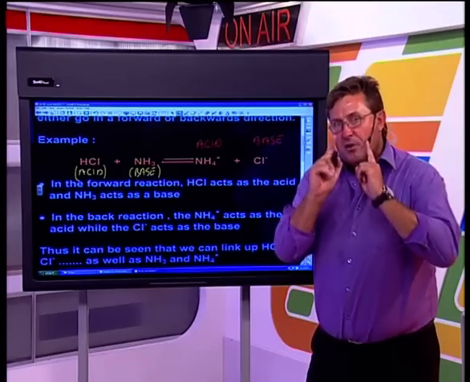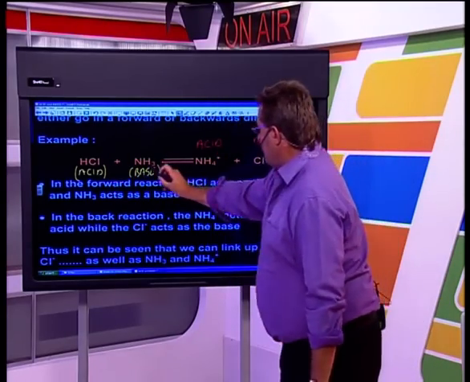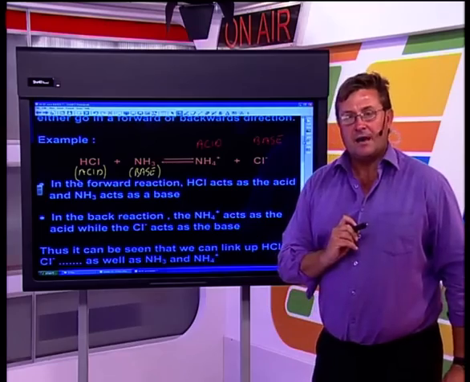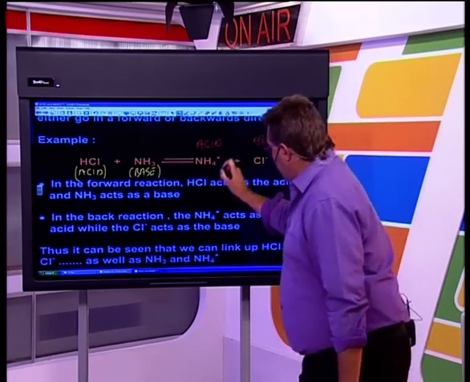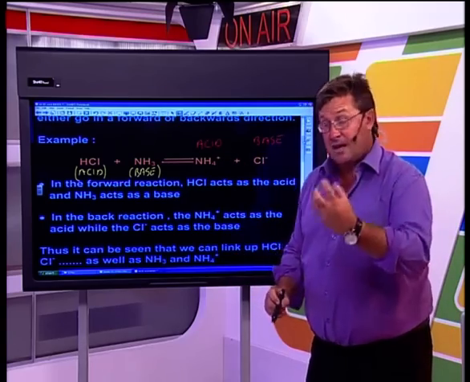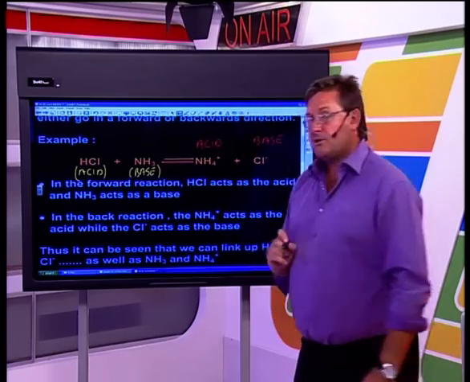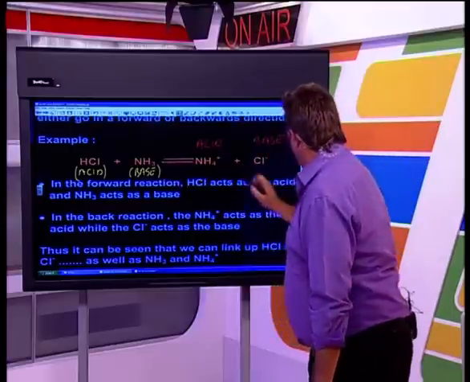Therefore, we can link those two up, and we can see acid-base. Same with the NH3, the ammonia. Okay? In the forward reaction, it's acting as a base. In the back reaction, the NH4, which was produced originally, is losing the proton and is acting as an acid. So therefore, those two are related.